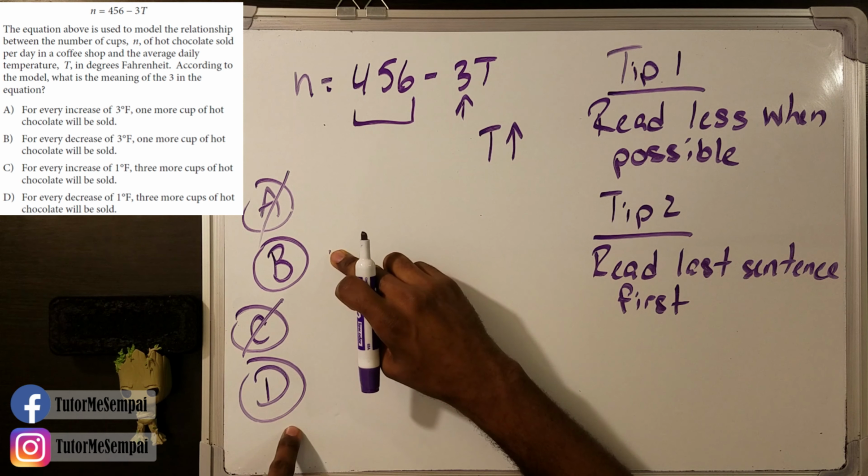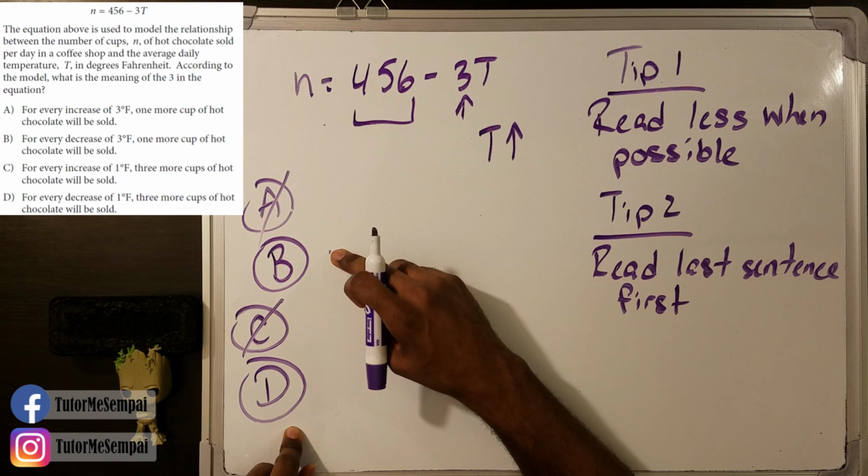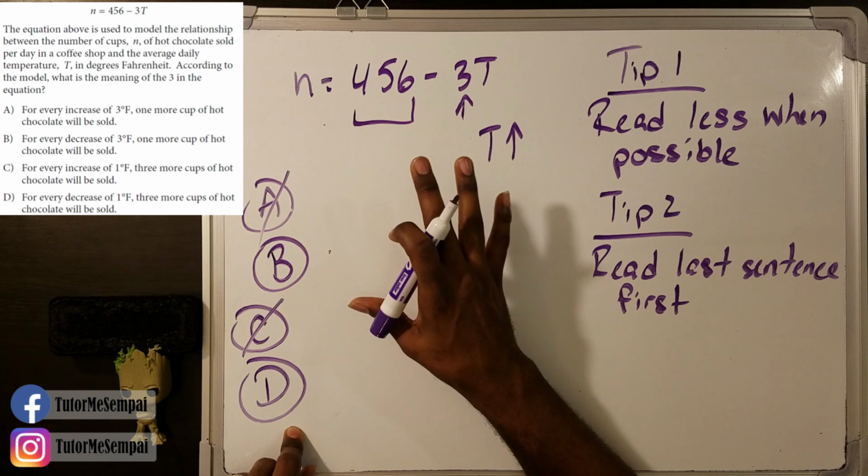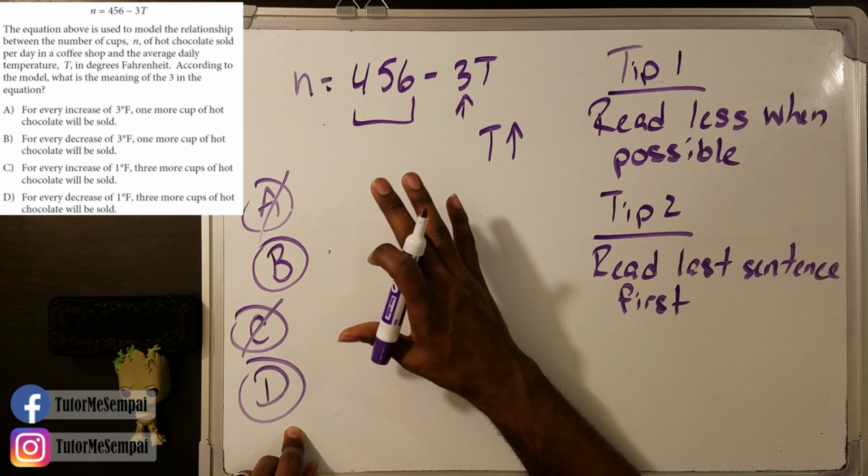So let's look back at B and D. B says for every decrease of 3, 1 more cup of hot chocolate gets sold. And for D, every decrease of 1, 3 more cups of hot chocolate get sold. So I would say, hey, in this case, it's fine to peek.